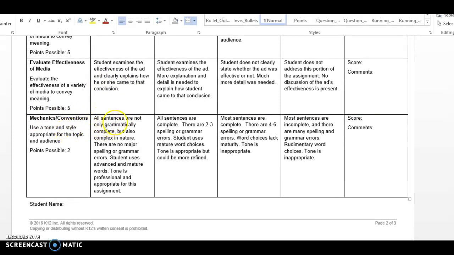And then mechanics and conventions. Just make sure that your sentences are correct, but maybe even complex. Don't just use simple sentences. Use a variety. Make sure there are not any major grammar or spelling errors. Student uses advanced and mature words. So if you need to, use a thesaurus, pull that up on your computer and find more advanced words for words that you would normally just use every day. Tone is professional and appropriate for this assignment.